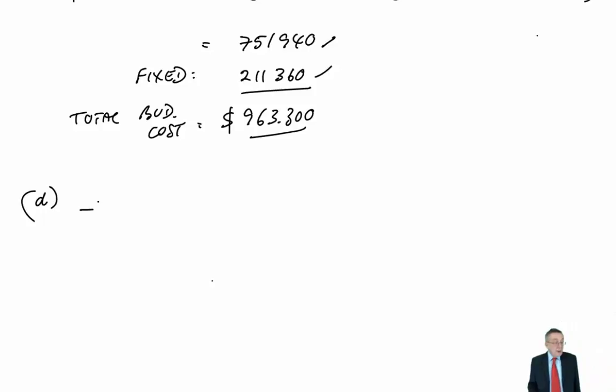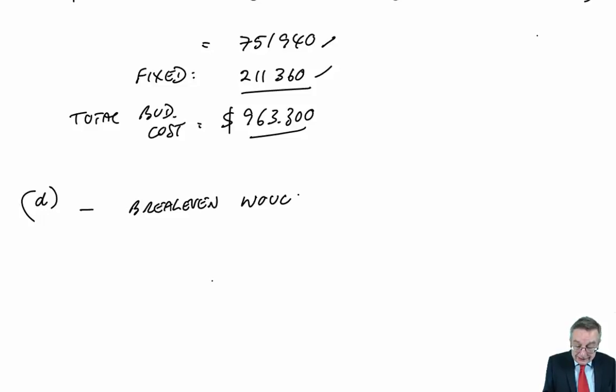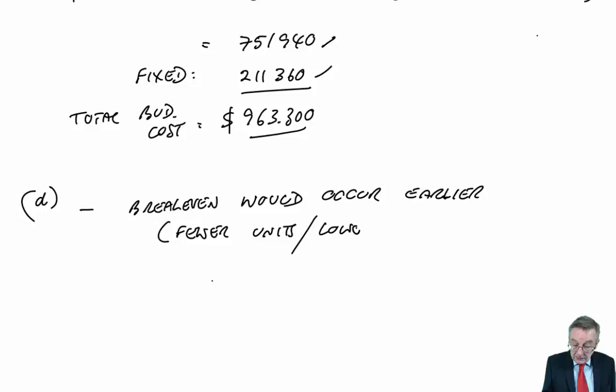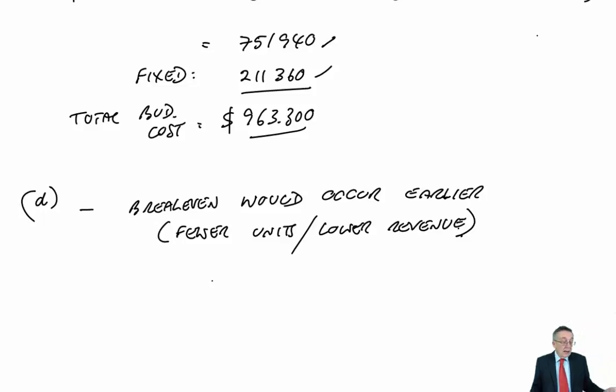Simply that if we did sell them in order of most profitable, the break even would occur earlier. And what I mean by earlier is fewer units at lower revenue. And that's it for 2 marks. I mean, I'm not going to say any more there if you're unsure about what I mean. As always, watch the free lectures on cost volume profit analysis.